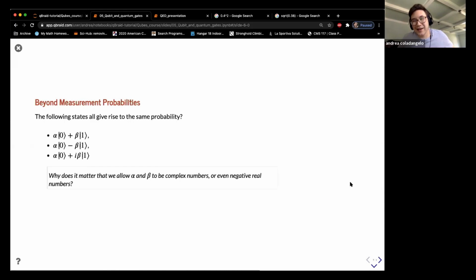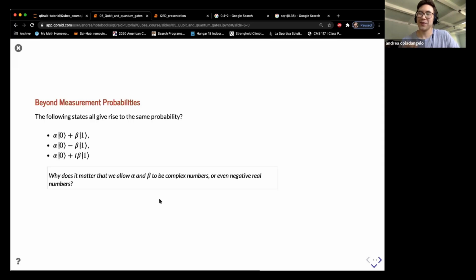Okay, now let's make some observations. One thing you might have observed is that the following states all give rise to the same probabilities: alpha 0 plus beta 1, alpha 0 minus beta 1, alpha 0 plus i beta 1. First of all, do you agree that if we were to measure these 3 states, we would get the same probability distribution of 0 and 1? You can tell me if you agree in the chat. Very good. Exactly, because you take the modulus squared, so the i doesn't matter, the -1 factor doesn't matter.